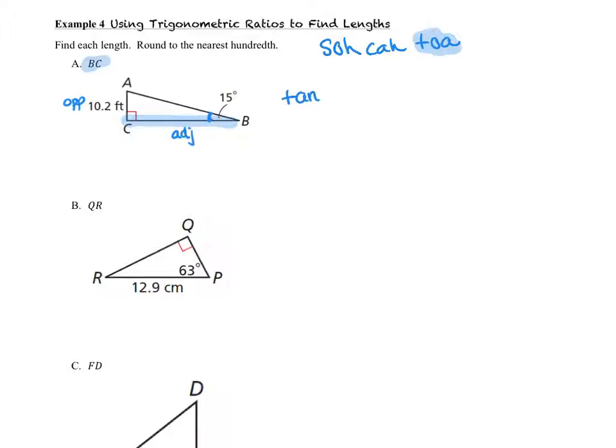So I'm going to do tangent of the angle. This is determined by what they gave you, what was given, and SOHCAHTOA. Tangent of the angle is equal to the opposite over the adjacent. So I can fill in the opposite and adjacent. The opposite would be 10.2 over the adjacent, which is x.